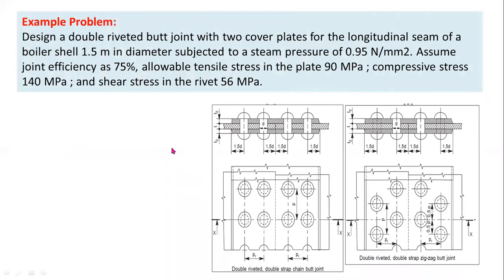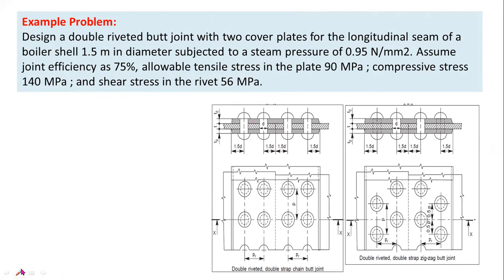Now coming to the example problem. Design a double riveted butt joint with two cover plates for the longitudinal seam of a boiler shell, 1.5 meters in diameter, subjected to a steam pressure of 0.95 Newton per mm square. Assume joint efficiency as 75%. Allowable tensile stress in the plate 90 megapascal, compressive stress 140 megapascal, and shear stress in the rivet 56 megapascal. This is the given question.